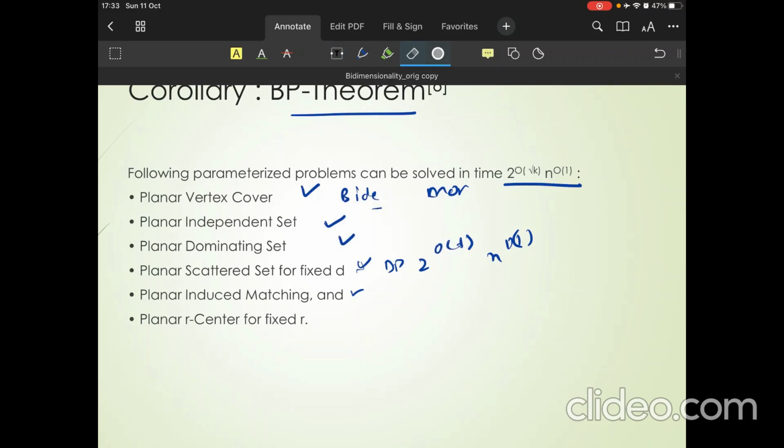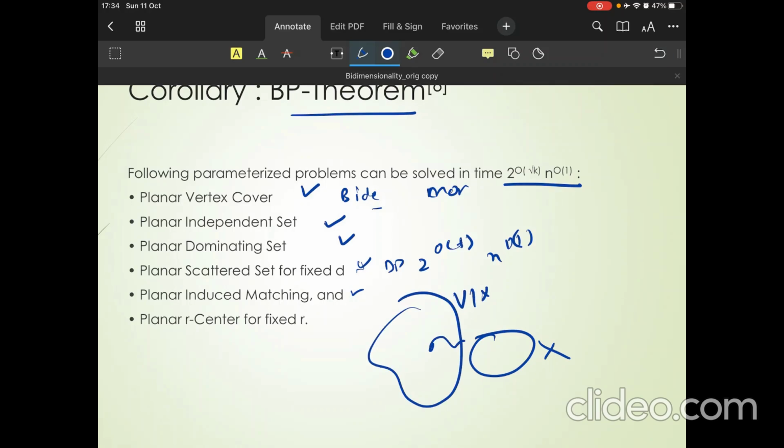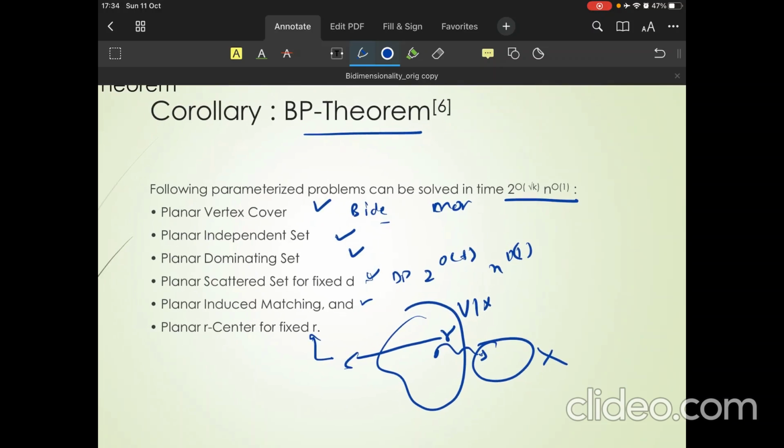Next problem is the r-center problem. Again, the definition follows. It's basically: find a subset X such that every other vertex in the remaining graph is reachable from at least one vertex of X by a path of length less than or equal to r. So note that here we are considering constant r. r is not one of the parameters, it's a constant.